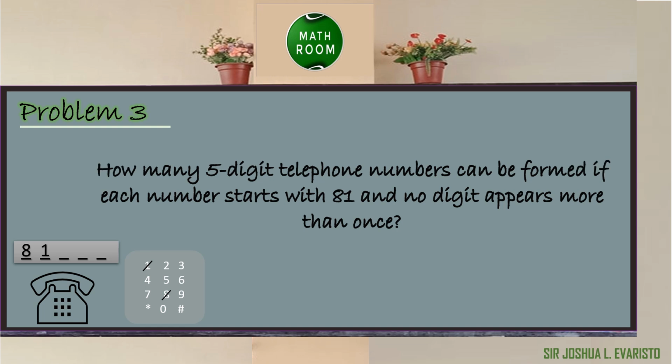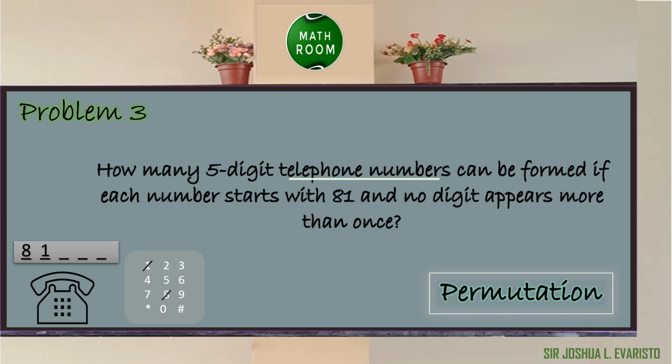Problem number 3. How many 5-digit telephone numbers can be formed if each number starts with 81 and no digit appears more than once? We all know that the arrangement or the position of the digits in a telephone number is important. Thus, this is a permutation question. Let us analyze the given question.